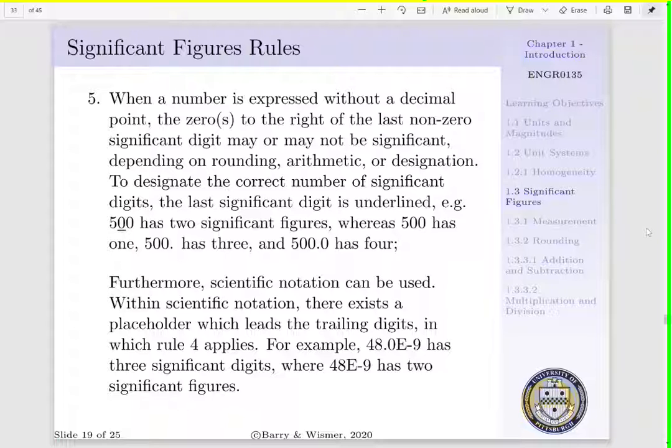Lastly, we can use scientific notation to help in specifying our significant digits. When we use scientific notation, there exists a placeholder, which leads our trailing digit, in which Rule 4 applies. For example, 48.0 e to minus 9 has 3 significant digits, whereas 48 e to minus 9 only has 2 significant digits.